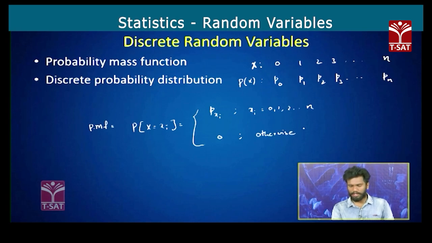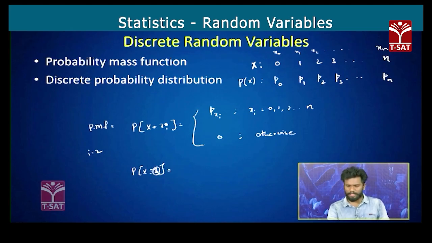So what is the meaning of this? Now I will name this random variable 0, 1, 2, 3, so on up to n as x0, x1, x2, so on up to xn. Probability of x is equal to xi. Let us consider i is equal to 2 here. Probability of x is equal to 2 is equal to, we have taken value 2. So this 2 is lying between the range 0 to n. So x is equal to 2 is equal to P2. That is the probability when the random variable x is taking the value 2.